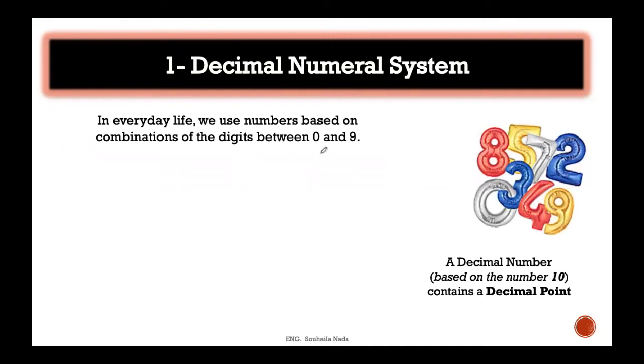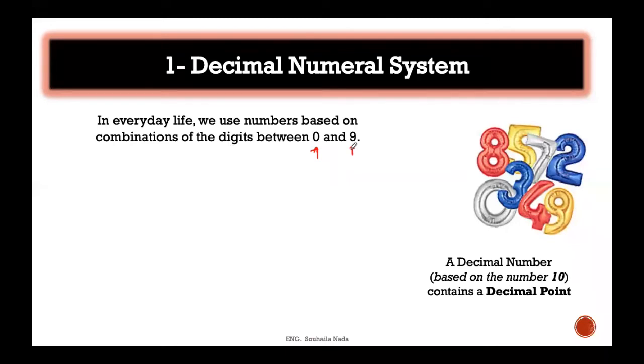What does that mean? If I ask you how much money you have, you might tell me, oh, I have 1,300,000 in the bank. Oh, it's a huge number. But if you pay attention, all the digits in this huge number comprise only 0 to 9. Only the digits 0 to 9.